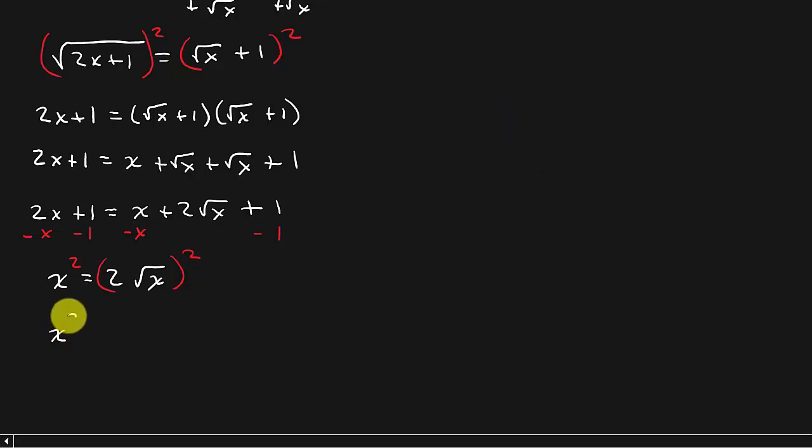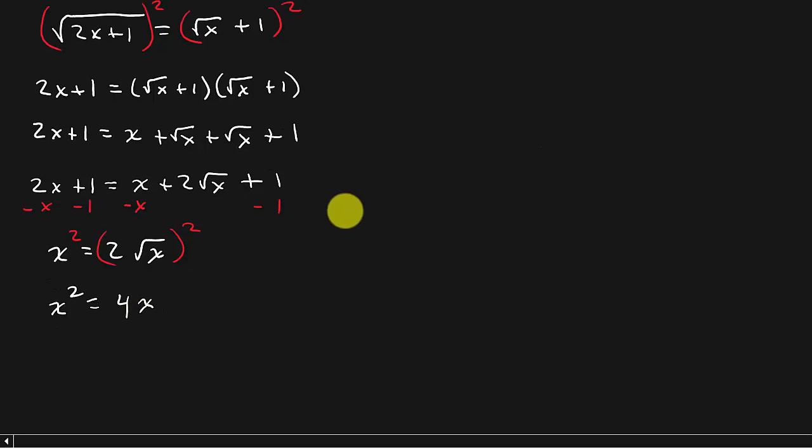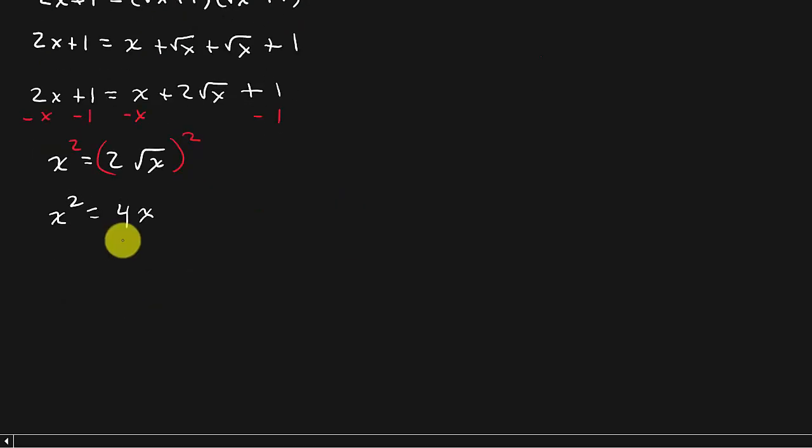So this is going to be x squared equals, and then remember, be careful when you square this, you've got to square each one. So 2 squared is 4, square root of x squared is x. And see now, you see how much easier that is, how much better that looks? No fractions. And so I'm going to subtract 4x from both sides. That's going to give me x squared minus 4x equals 0.